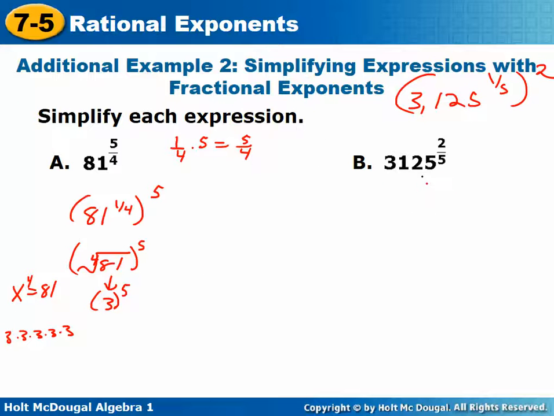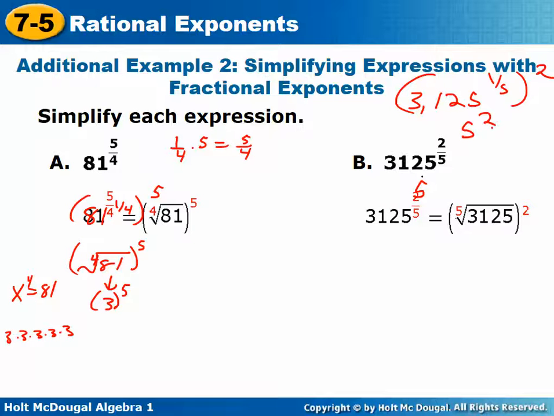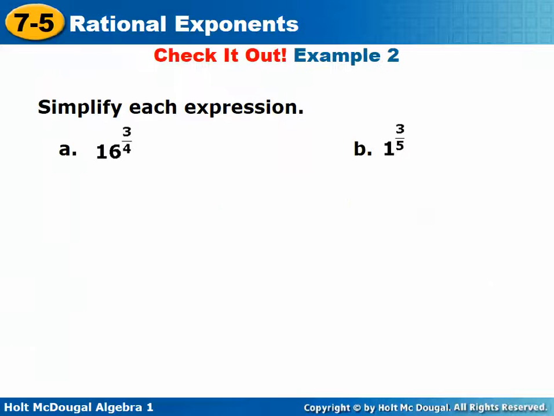And then you just have to take 5 squared and get 25. Try these two problems, pause the video, and then check and see if you got the right answer.